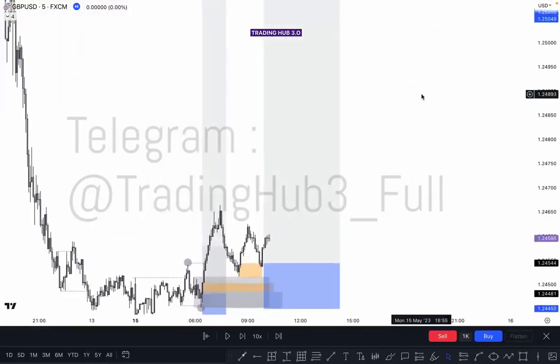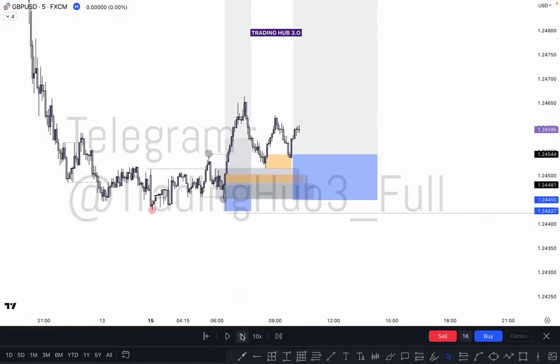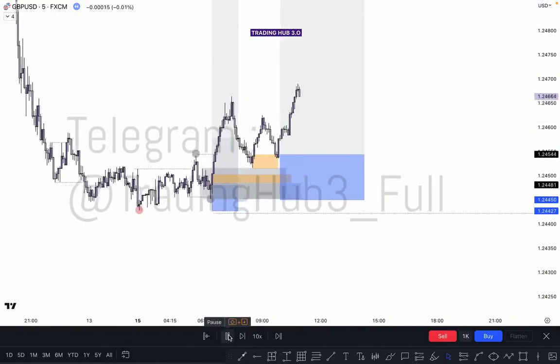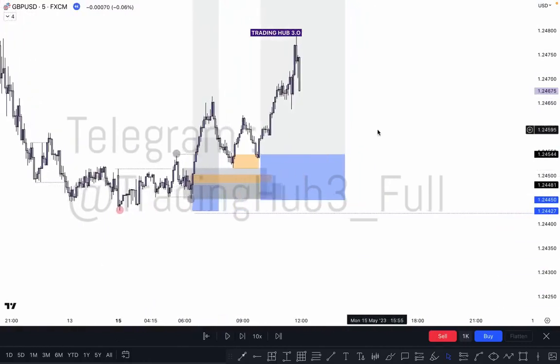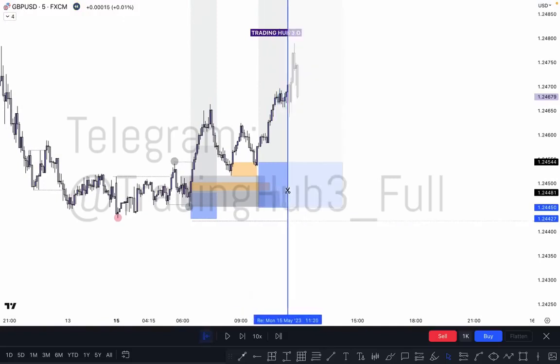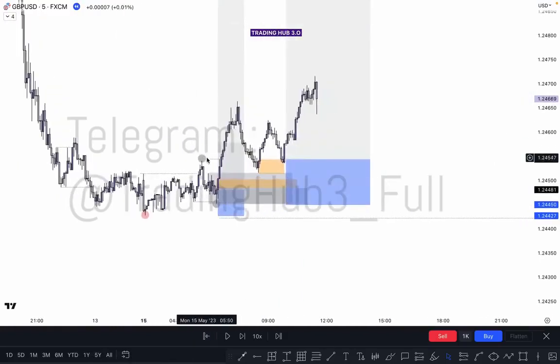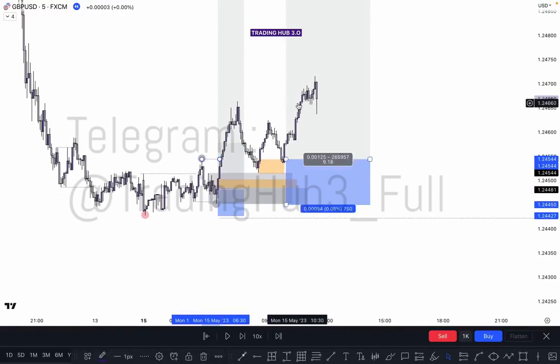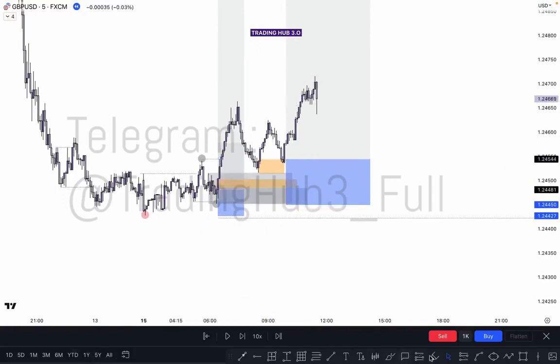Now let's see what happened next after this one, and then we can understand what's going on here. Okay, so it's very fast. Let me show you exactly here. In this case, what happened here? This break of structure is confirmed here, and our higher high is confirmed here at this point. Why? Because the market has taken out this inducement. So when the market has taken out the inducement, we can buy here, right?